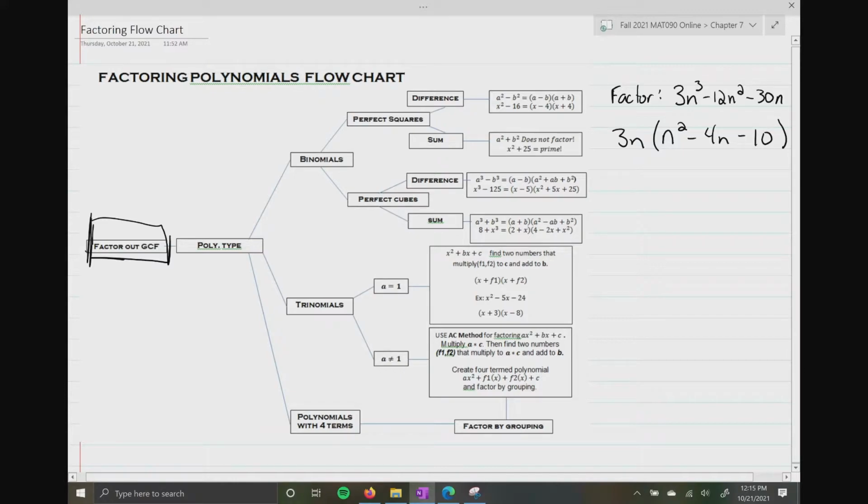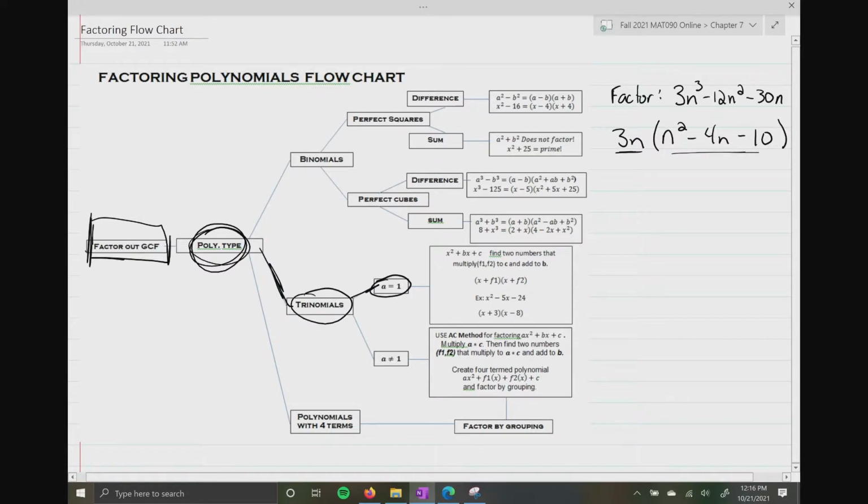So there was my first step, was factoring out a GCF. Now I move over to the right, and I'm going to ask myself, okay, well, what type of polynomial do I have? Well, you factored the GCF out, so that's going to be out front. What I'm really concerned with is what's on the inside. Okay? So that is a trinomial with a equal to 1.